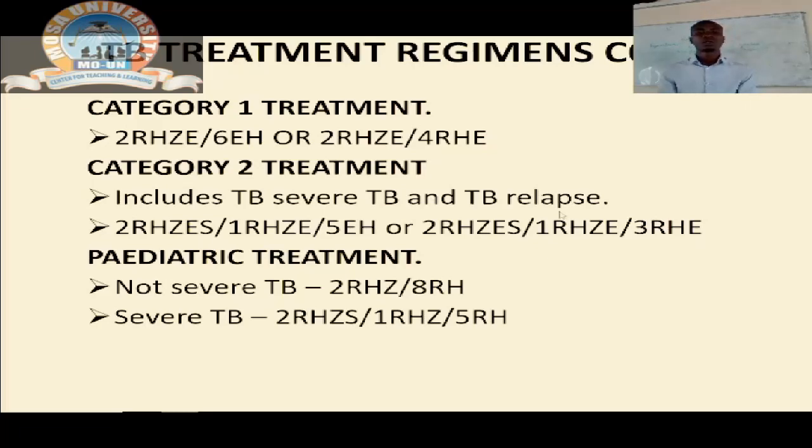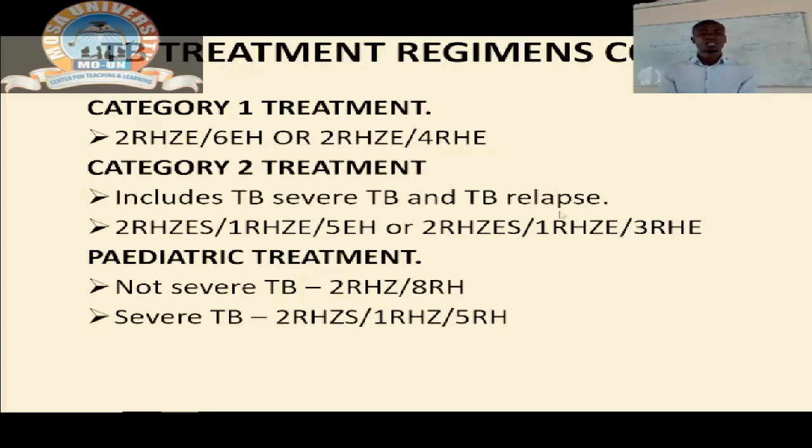Category two treatment includes people with severe TB, those with TB relapse, or those who have extrapulmonary tuberculosis. For the first 2 months, we give rifampicin, isoniazid, pyrazinamide, ethambutol, and streptomycin. Then for 1 month, you give rifampicin, isoniazid, pyrazinamide, and also ethambutol. Then the last 5 months, you give isoniazid and ethambutol. That adds up to 8 months.